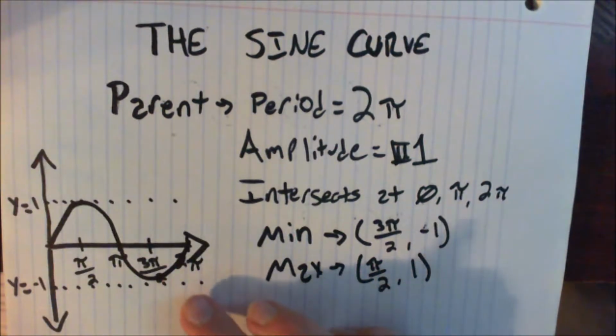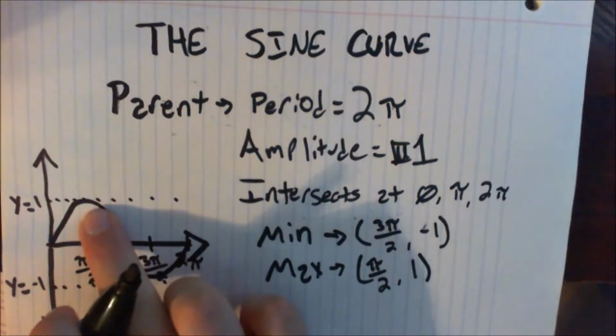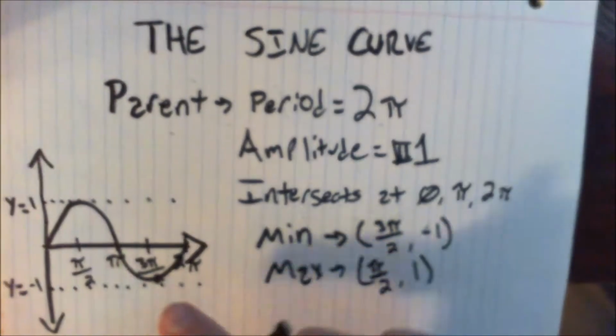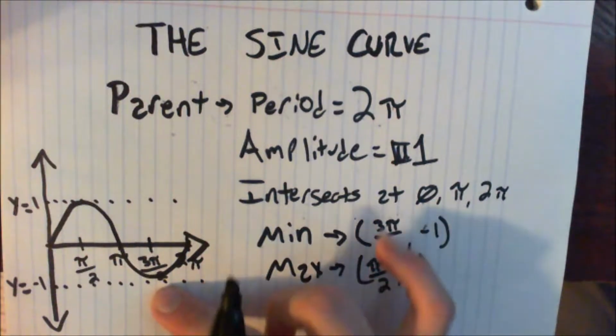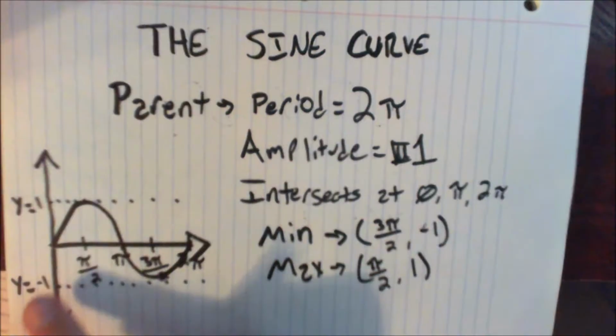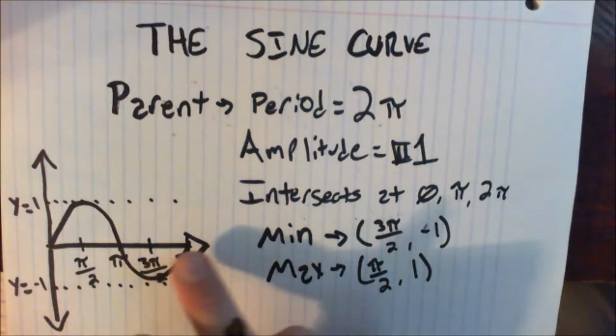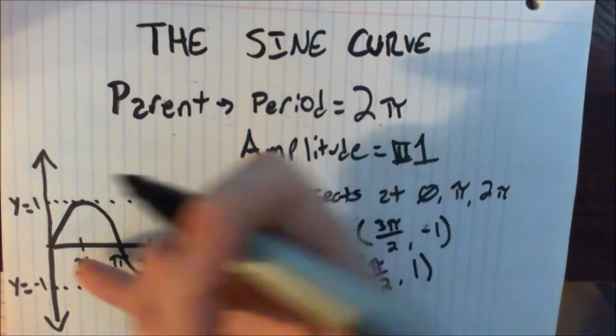This here is a basic sketch of our parent function. It starts at the origin. Its maximum point will go up to y equals 1, since the amplitude is 1 unit. Your minimum point will be at 3 pi over 2 and negative 1, as the amplitude is also 1, so that'll go in either direction. Our intersection points are at x equals 0, pi, and 2 pi, and one complete period or instance of our function starts at 0 and ends at 2 pi.